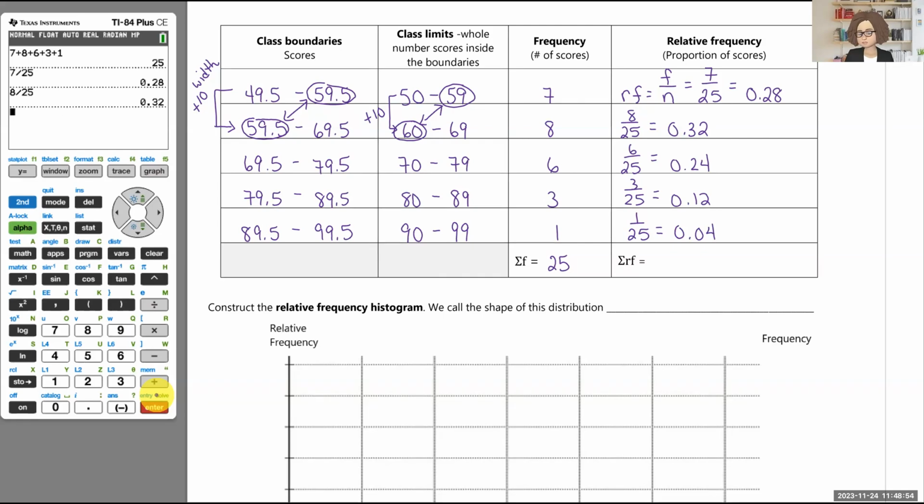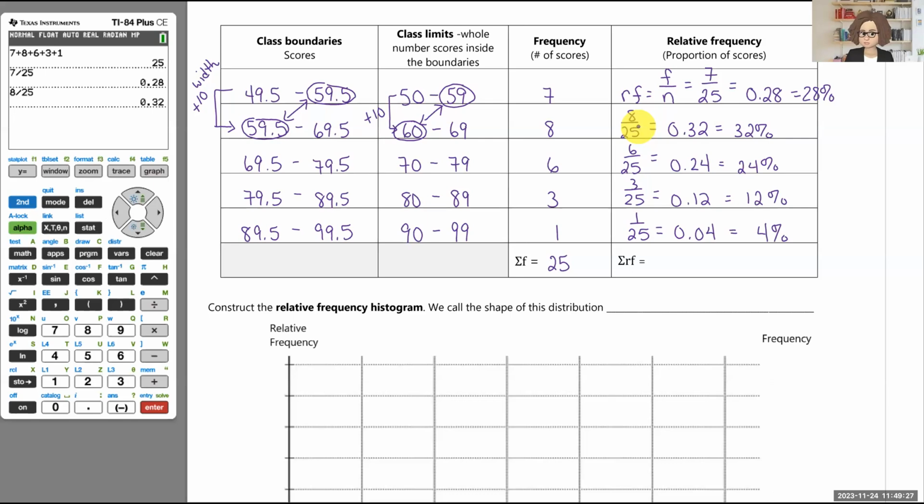So when I create the graph, I am going to use the decimals, but it can never hurt here to practice percents. So 28% in the 50s, 32% of the group scored in the 60s, 24% scored in the 70s, 12% scored in the 80s, and then just one student, the equivalent of 4% in the 90s.